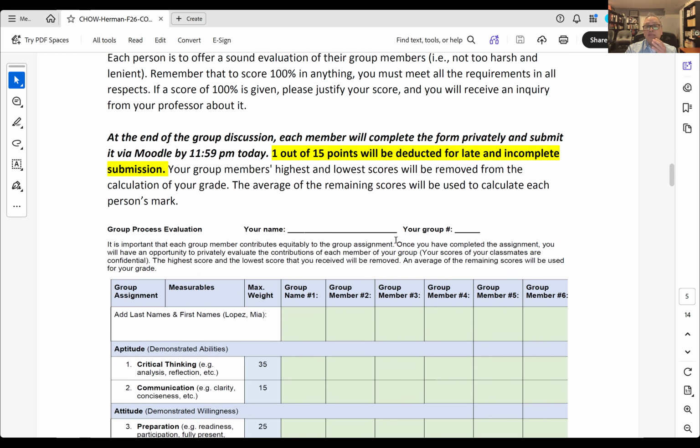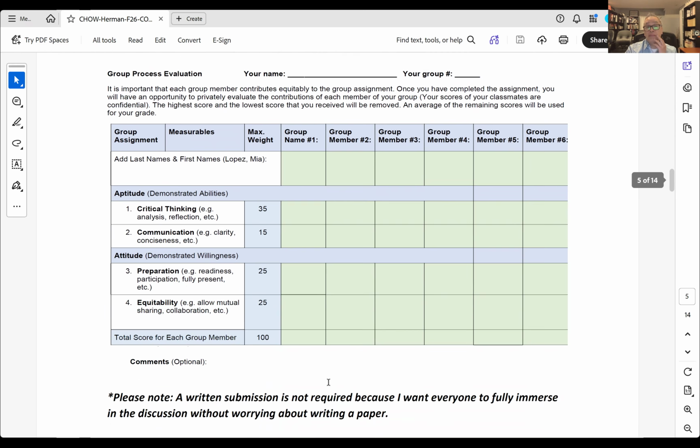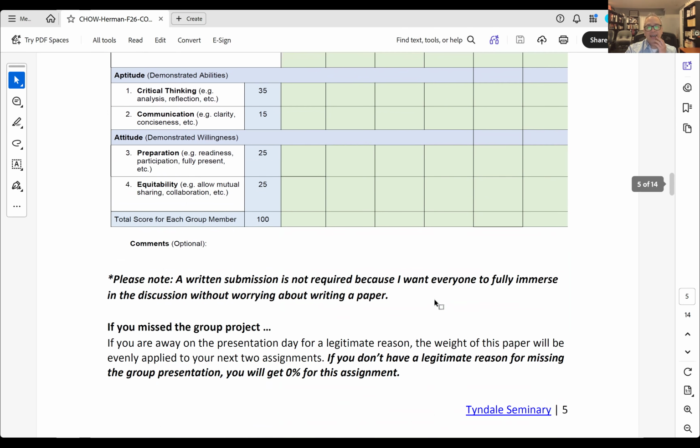You need to submit the evaluation to me by the end of the day, which is by 11:59 of the day. Otherwise, 15 points will be deducted for late and incomplete submission. So make sure you score everybody, have everybody's name, and add up the total. Otherwise, you will get points deducted.